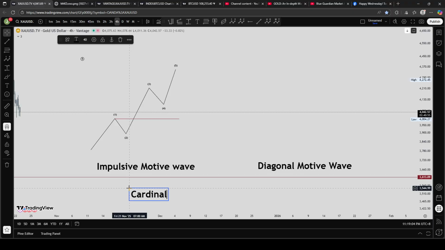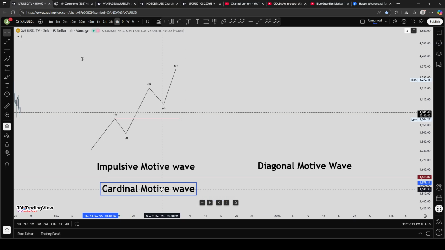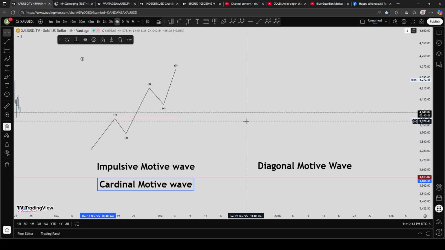Cardinal motive wave, cardinal motive wave. So instead of the term impulsive motive wave before, I mean cardinal motive wave before, we are now using the word impulsive motive wave. And that's the reason why there are three cardinal rules in Elliott wave theory.